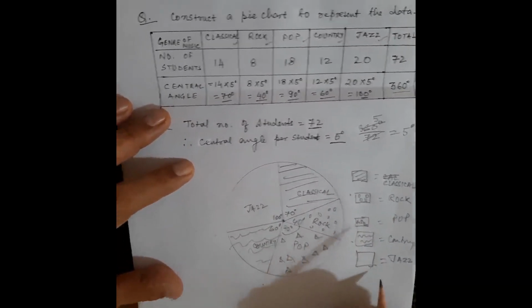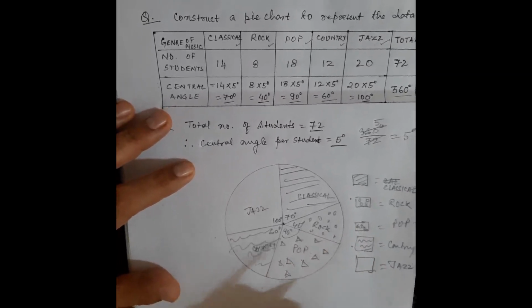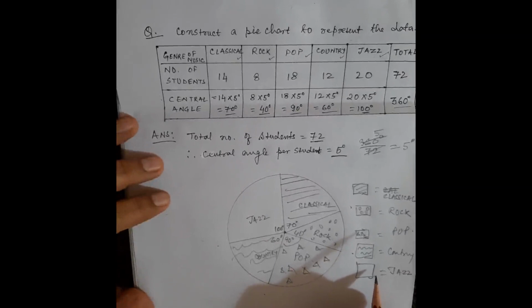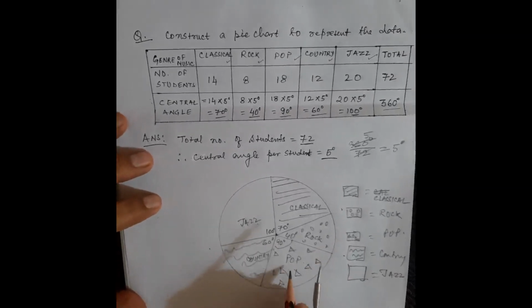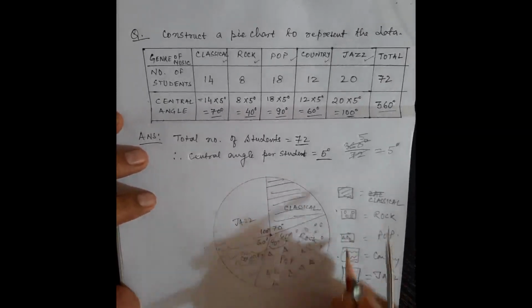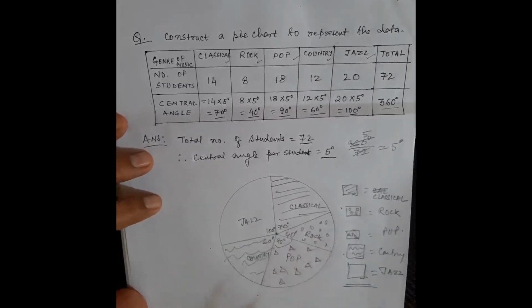Right? So this is how you make a pie chart with the given data to you. It looks better if you use crayon to color it with a different color, so that you can mention in the legend with the different colors.